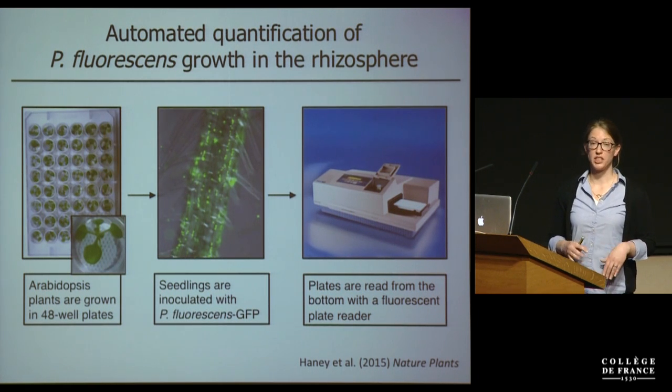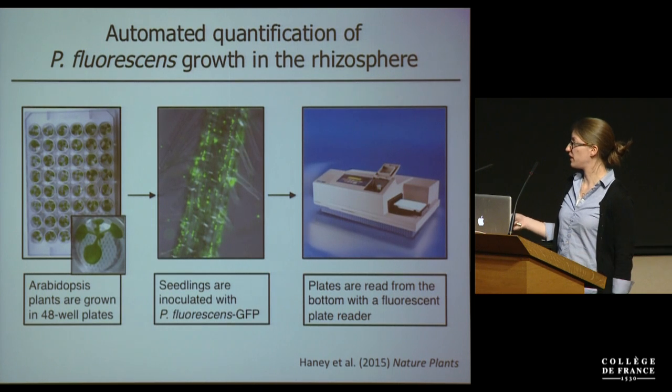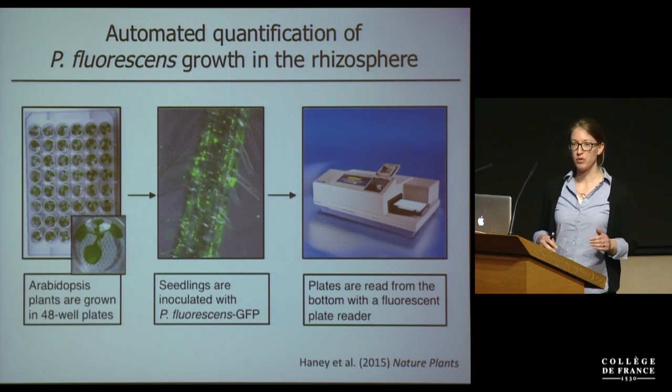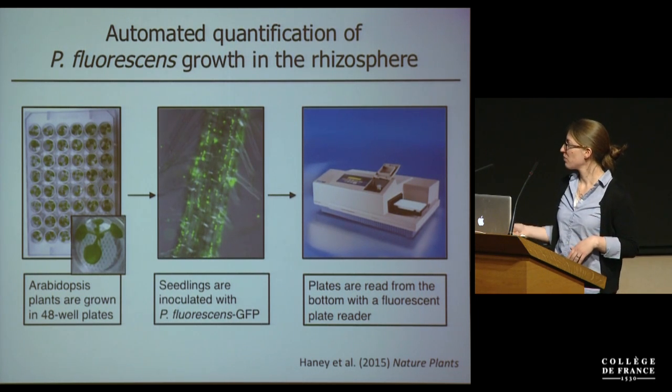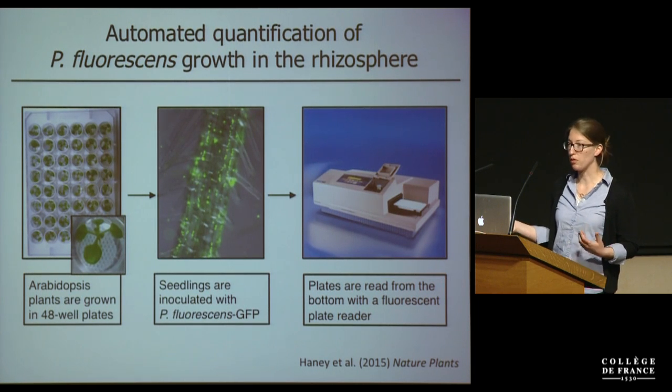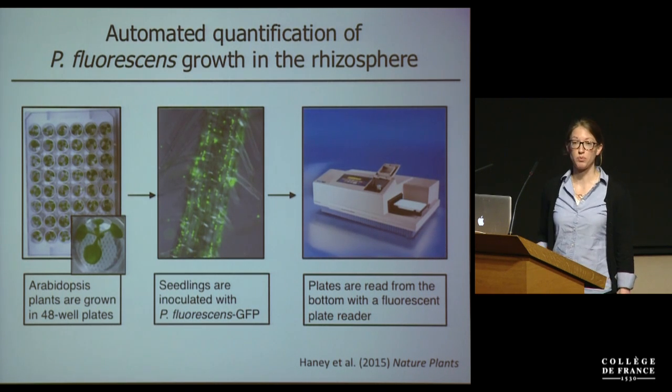So to probe the interaction of Arabidopsis with Pseudomonas fluorescens, I developed a high-throughput screening system where I can grow Arabidopsis in 48-well plates. So these are 2-week-old seedlings that are grown in liquid media with their roots submerged in the media and their leaves above, and they're separated by a little mesh disc. I can then add Pseudomonas fluorescens expressing GFP or other fluorescent bacteria into the wells, let them colonize the plant, and then read fluorescence with a plate reader as a proxy for bacterial growth in the rhizosphere.